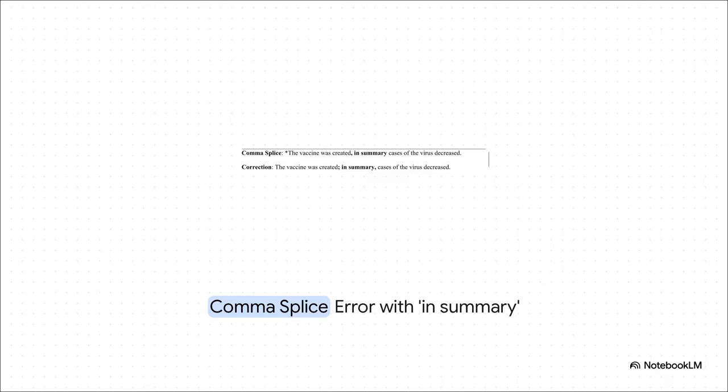Listen to this sentence. The vaccine was created, in summary, cases of the virus decreased. That is grammatically illegal. You have just created the dreaded comma splice, mashing 2 complete sentences together. Conjunctive adverbs simply do not have the grammatical strength to glue 2 independent clauses together with just a tiny comma. It's kind of like trying to use Scotch tape to hold a car bumper on. It's just not going to hold.